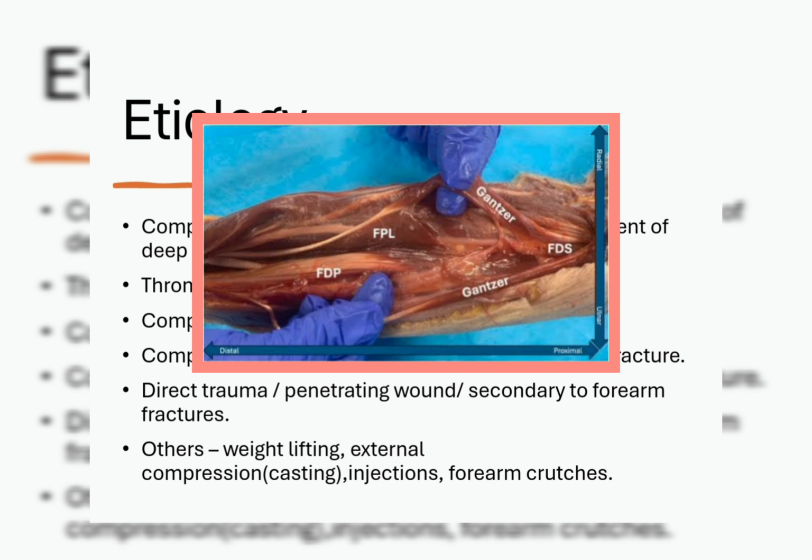Gantzer's muscle is an accessory muscle in the forearm that's part of the flexor compartment. It's an anatomical variant seen in 50 to 68% of forearms. It can cause AIN entrapment syndrome.